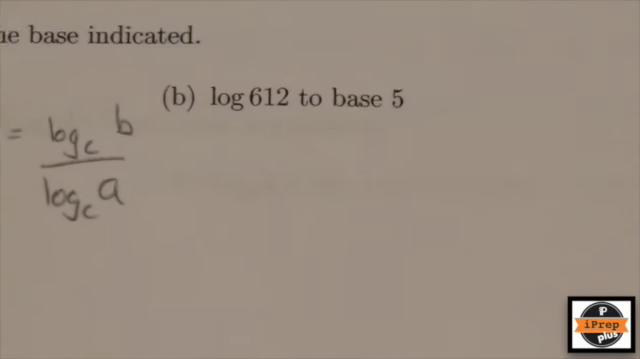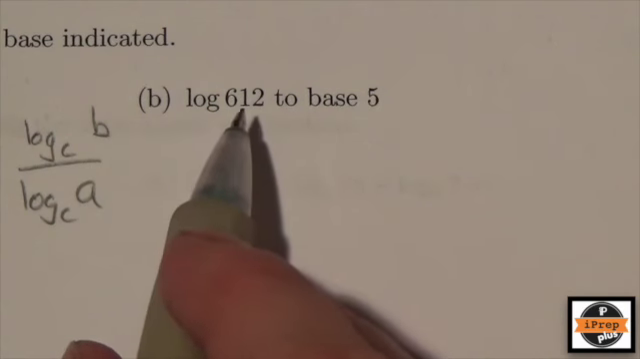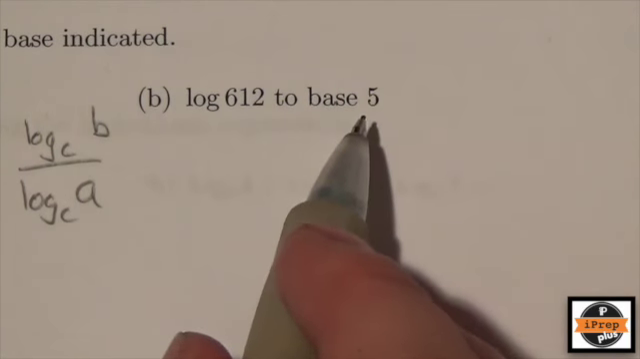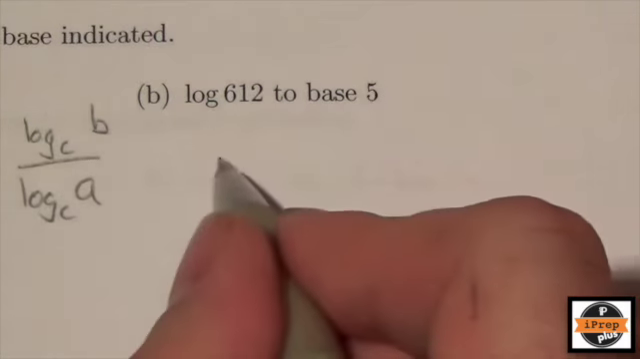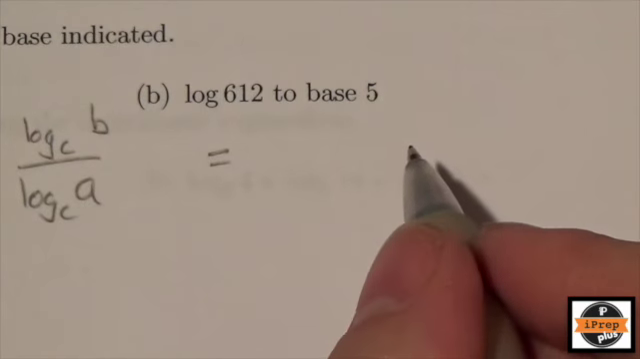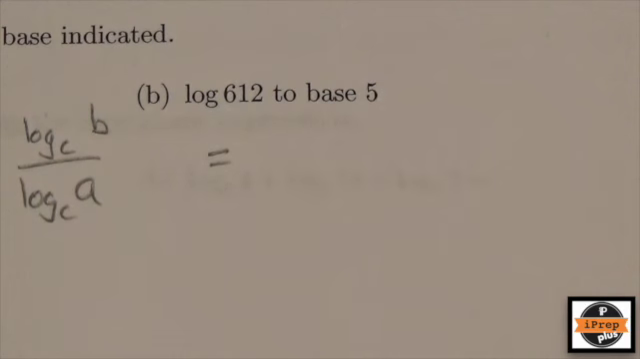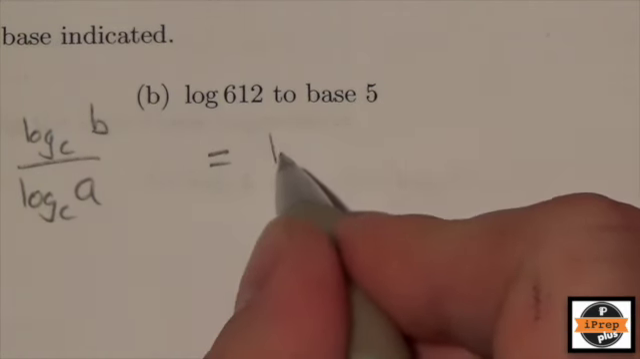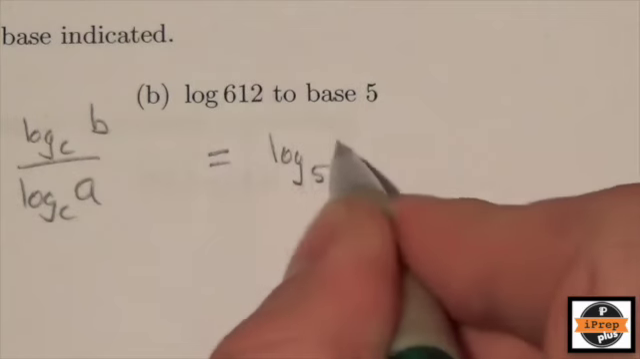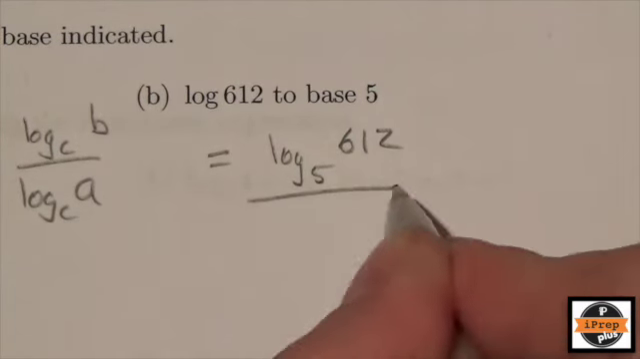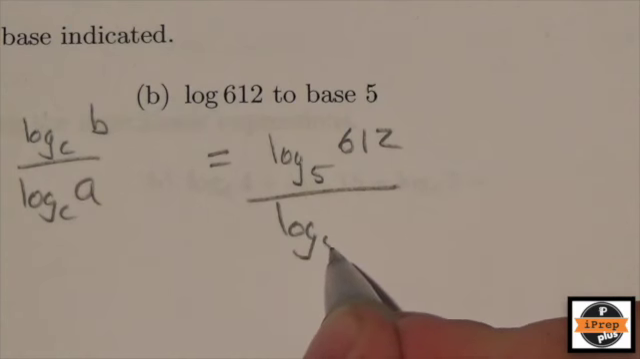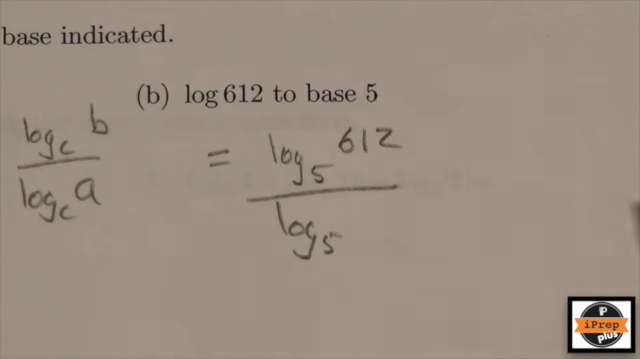For this next one, convert the log of 612 to base 5. The only reason for this question is so that we can have this really quick discussion. If the base isn't written, what's the base? Well, it's 10. So then this becomes the log base 5 of the argument, log base 5 of 612, divided by the log base 5 of the base that's not written, which has to be 10. So log base 5 of 10. And that's what we want you to do in this question.